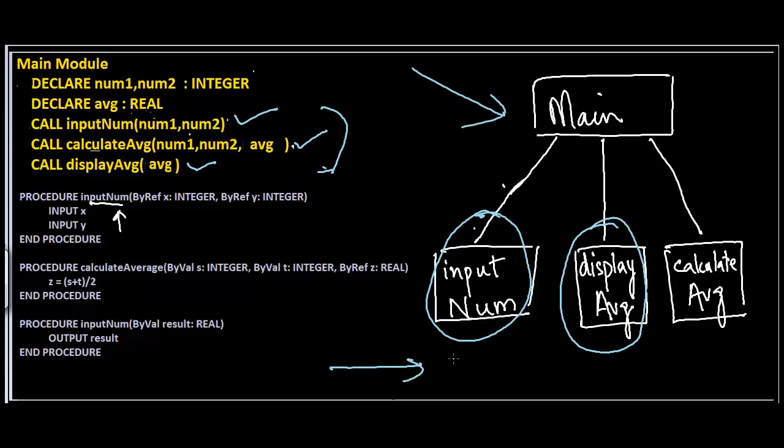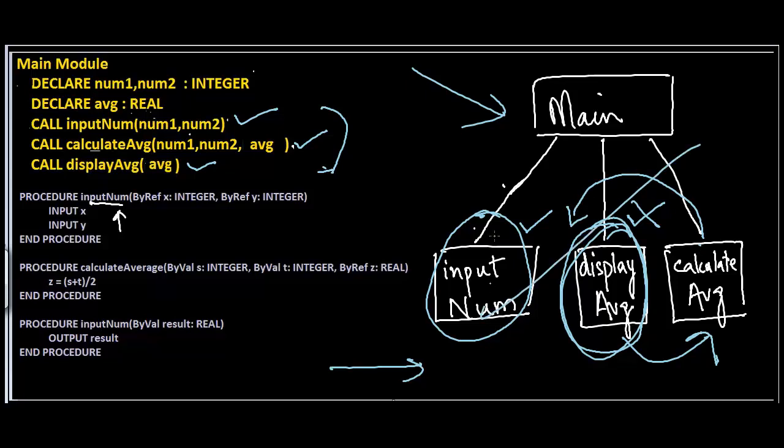This structure chart is telling us that the first procedure being called is input num, the second procedure being called is display average, and this is incorrect, because the display average procedure is called last. The second procedure that is in fact called is the calculate average procedure, and this should have been drawn here. So this is invalid, because it is not telling us the right sequence in which the procedures were called.